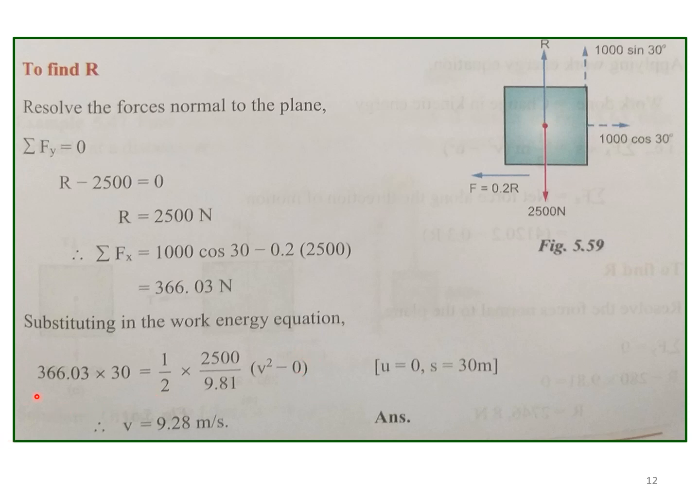So this is the work energy equation. In the left hand side you have the work done, in the right hand side you have the change in kinetic energy. Since the initial velocity is 0, the second component here is 0. And here this is the work done, which is force into distance. So this force is nothing but the net force in the direction of the motion, into the distance, which is 30 meters, as given. From this we are calculating the velocity of the block.